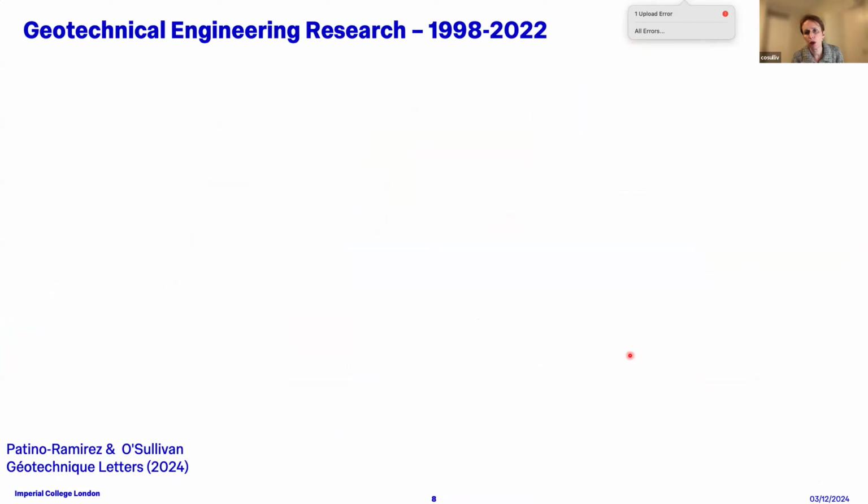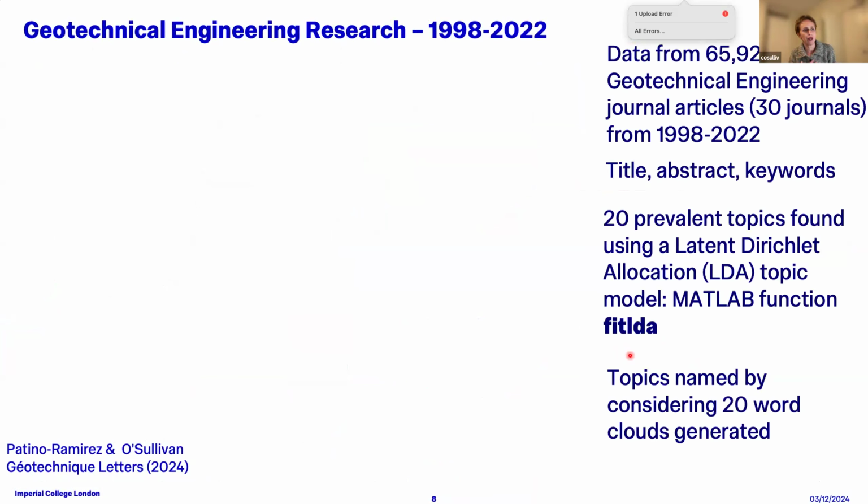Over the past few years, I've been lucky enough to work with Fernando Patino Ramirez at Imperial College, and he's now starting at Georgia Tech as an assistant professor. One of the ideas that Fernando had while he was at Imperial was to use techniques that we now have in widely available computer software like MATLAB to analyze geotechnical engineering journal articles, to understand what really is the research that's going on in geotechnics. So he looked at 30 journals within the geotechnical engineering theme. Then he did an analysis using an LDA topic model to classify keywords in the abstracts, keywords, and titles, and from these to identify topics that we could say were prevalent in geotechnical engineering research.